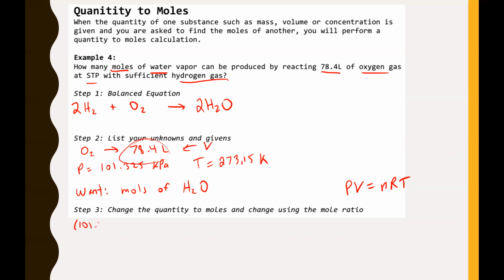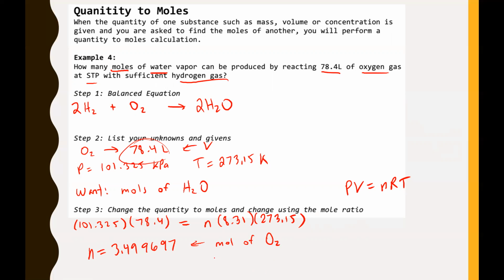So we can throw these numbers in here. We'll say 101.325 times your volume, which is 78.4, equals n times R, which is 8.31, times your temperature, which is 273.15. We just need to divide away the 8.31 and then divide away the 273.15. This is going to give us our number of moles as being 3.499697. And that is our number of moles of oxygen.